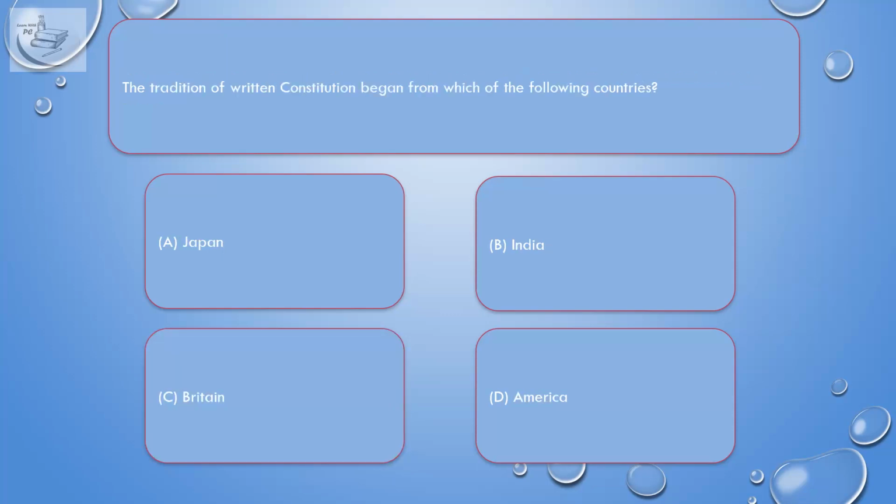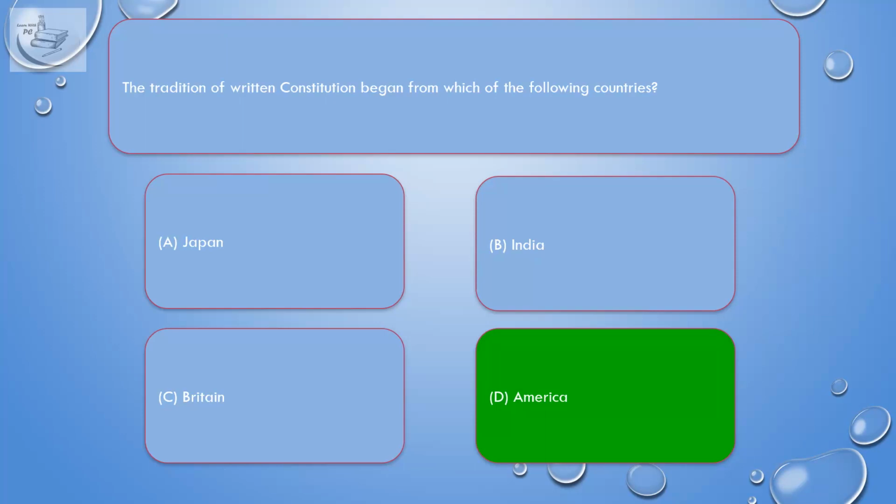Question: the tradition of written constitution began from which of the following countries? A. Japan, B. India, C. Britain, D. America. Correct answer is D. America.